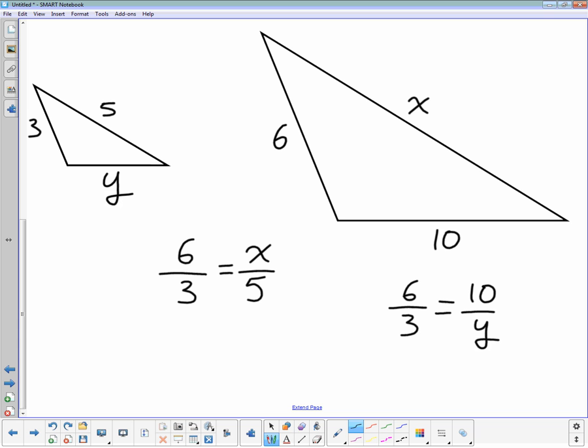Now, how you set up these proportions is really important. And I'm going to show you what happens when you do it the wrong way. Because I just did it the right way, but I didn't tell you how I did it. And I'm going to tell you that in a minute. So go ahead and solve for x and solve for y if you've already done it.